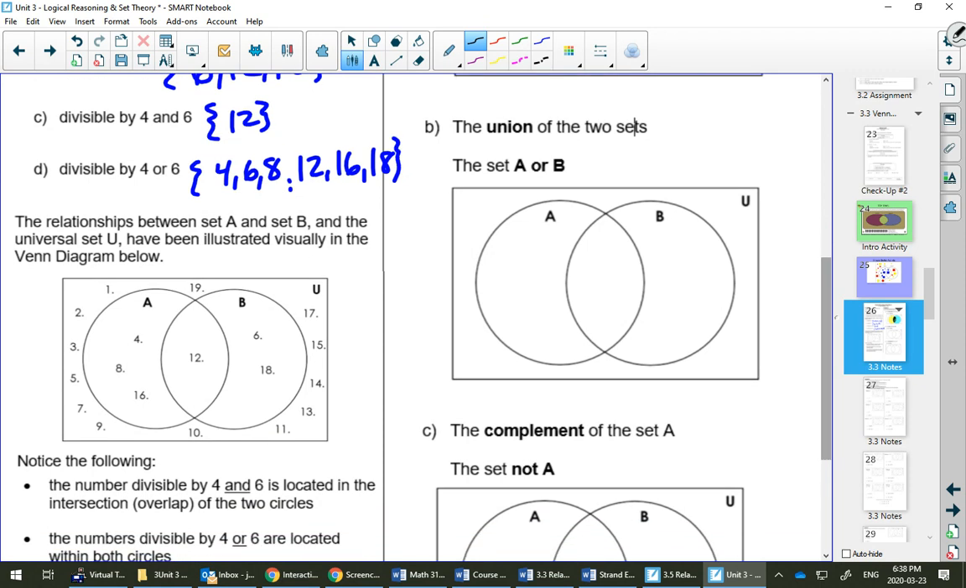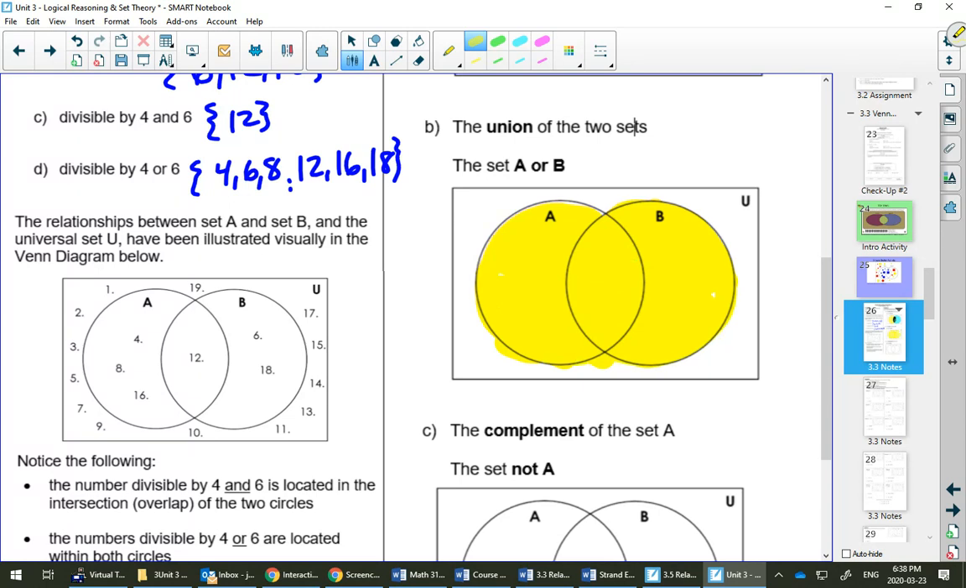If we're looking at the union of two sets, the union of two sets means that it's in either set A or set B or both. So set A is this here, and anything that's in set B is here. Notice I didn't change my color of pen because it's anything that's in A or B or both.